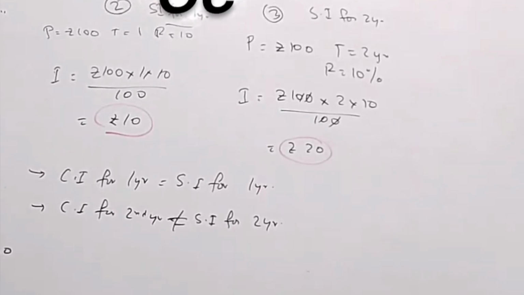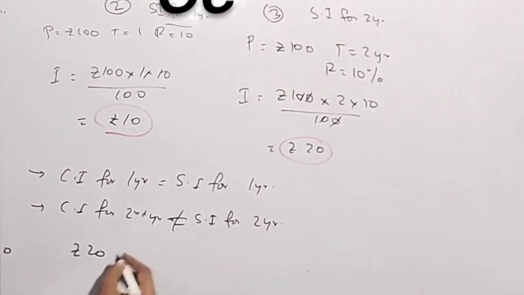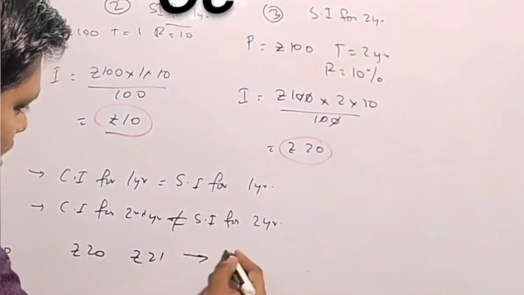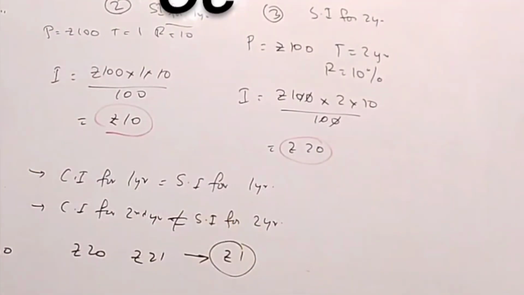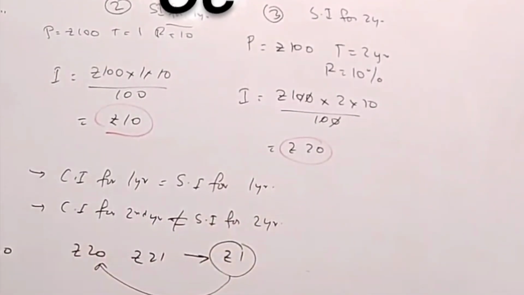Now I want you to see why it is not the same. You understood that 10 and 10 are the same, but 21 and 20 are not the same. An extra 1 rupee is there. How much is the extra? In case of simple interest it is 20 rupees, but in case of compound interest it is 21 rupees. So the difference is rupees 1, and it is being calculated on rupees 20. When I do the calculation on the 20 rupees, I get rupee 1 extra, and because of that I get 20 plus 1, 21.